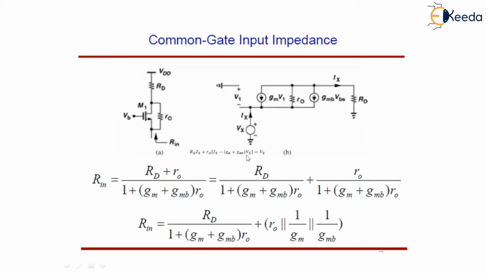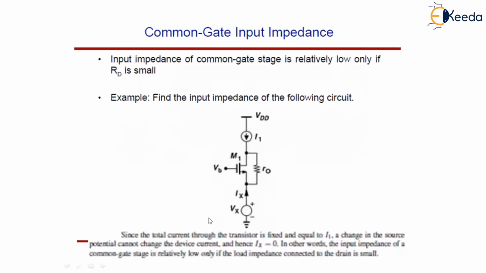Solving it, the input impedance, which is nothing but Vx upon Ix, equals RD plus R naught upon 1 plus gm plus gmb R naught. Separating out these terms, the input impedance equals RD upon 1 plus gm plus gmb R naught, plus R naught in parallel with 1 by gm. So the input impedance of a common gate configuration will be low if this drain resistance is low.